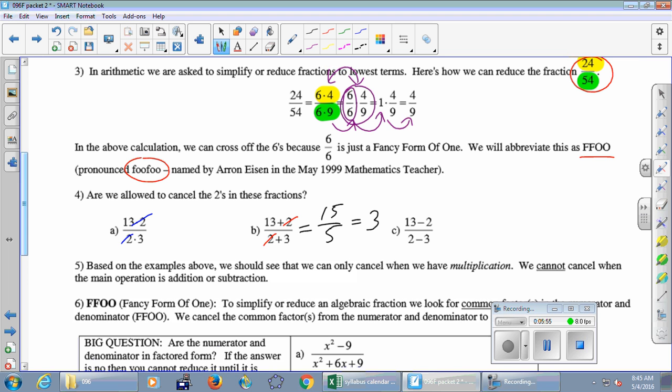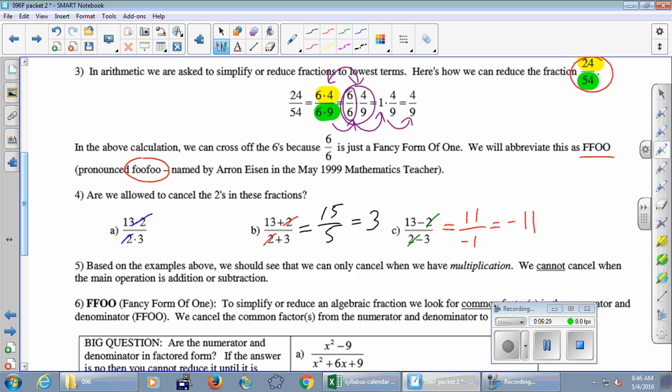How about in part C here? I see same problem, but subtraction now. So for sure, the right answer is 11 over -1. If we're allowed to cross off the 2's, can you somehow see the answer of -11 in what's left? I can't either. So the moral of the story is you can cancel provided the operation is multiplication. You cannot cancel when there's addition. You cannot cancel when there's subtraction. We're going to say that a lot.